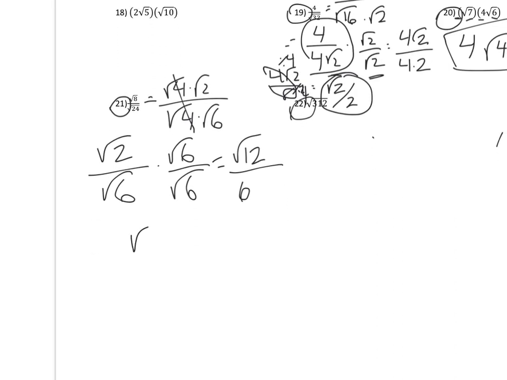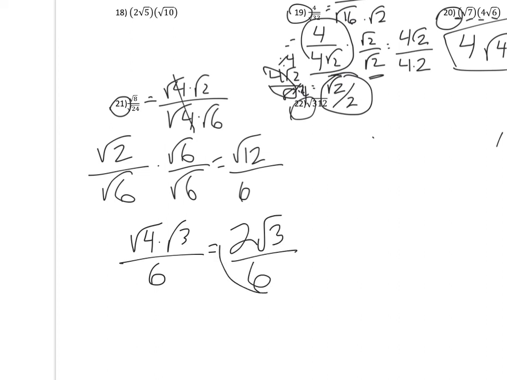Square root of 12 can be broken off into square root of 4 times square root of 3. And then 6 stays there. Square root of 4 is 2 over 6. I'll give you full credit for that, but if you want to simplify the fraction, you can. 2 goes into 2, and 2 goes into 6, so that gives me square root of 3 over 3.